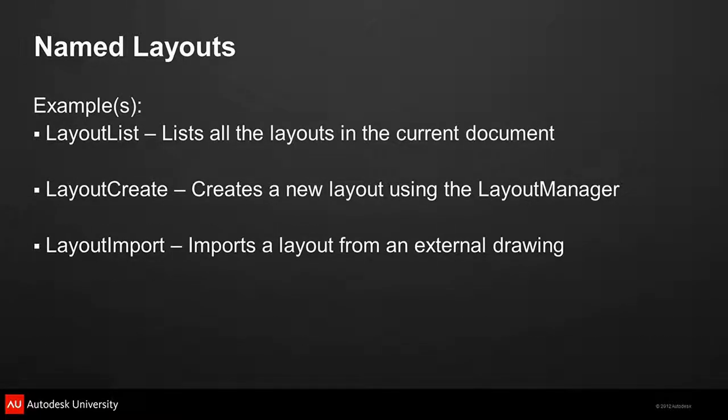So the sample code that I'm going to show and step through has layout list, layout create, and layout import. Layout list is just simply going to look in the current drawing and give me a listing of those layouts. Layout create, just as it sounds, is going to create a new layout using the layout manager. Layout import is going to import a layout from an external drawing. In that case, I'm going to pull out the layout through the dictionary.